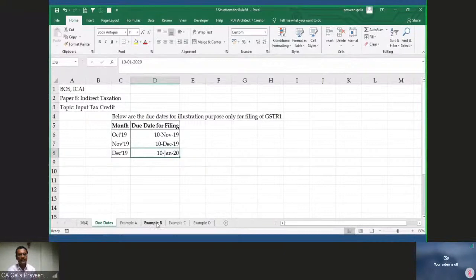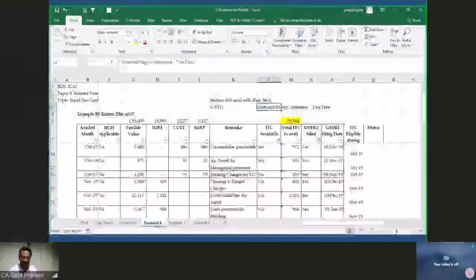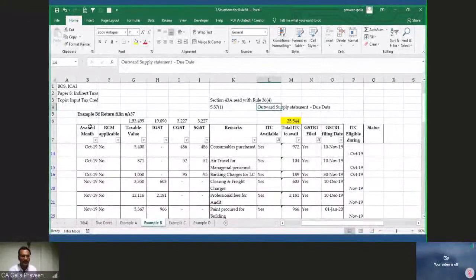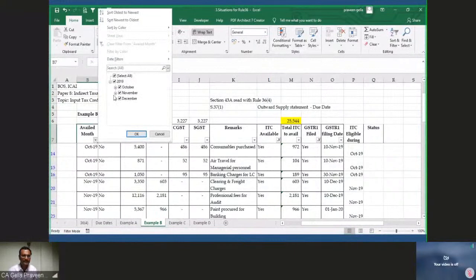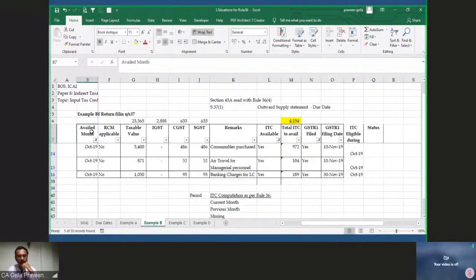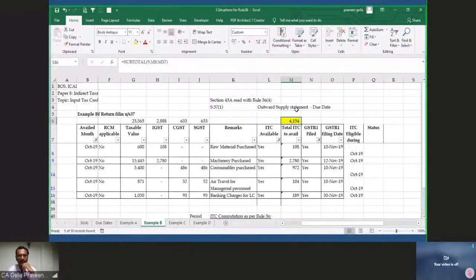This is just illustrative. Now, come back to your sheet called example B. In example B, look at this availed month. Click on availed month, click on October. In my sheet column B, availed month, this is my purchase register. For the month of October, click on OK. The moment you click on OK, you get a figure of 4,154. Please confirm, have you got this figure 4,154? I have filtered column B for October. Please confirm whether you have got this figure, yes or no.